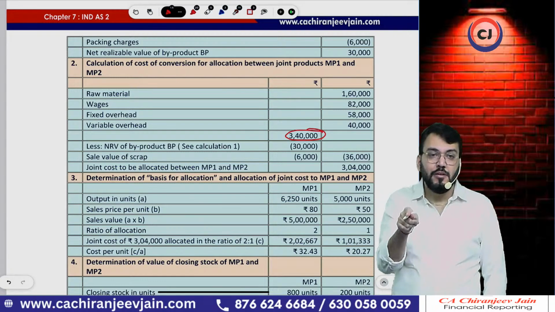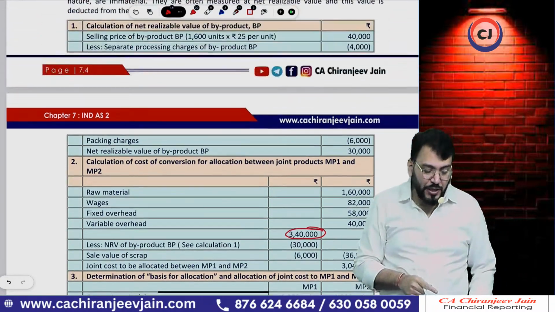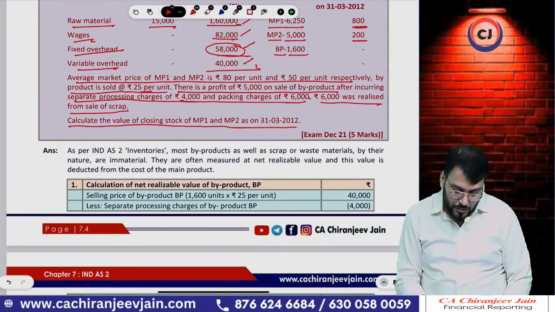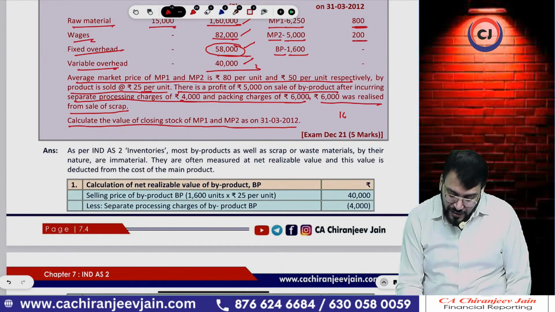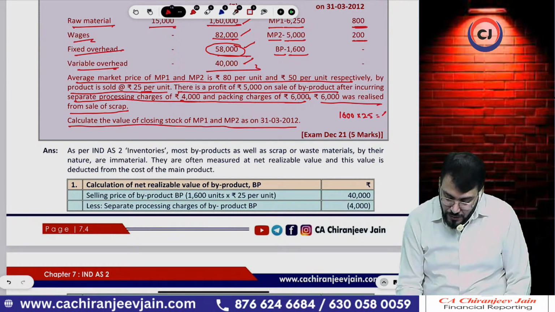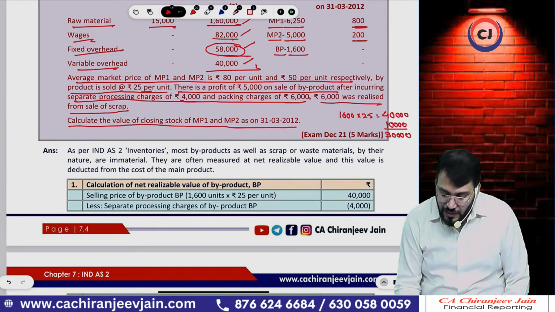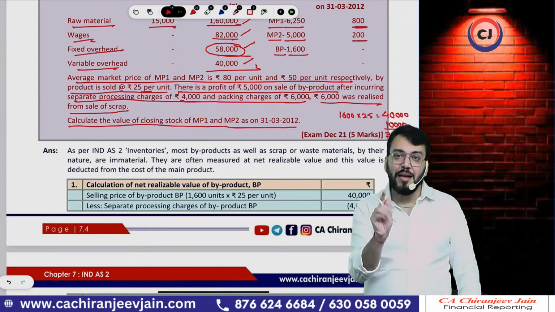The NRV of the byproduct. What is the NRV of the byproduct? So 1600 into 25, how much? 40,000. Minus how much? Minus 10,000, meaning 6,000 plus 4,000. So the NRV becomes 30,000. This is the NRV of the byproduct.